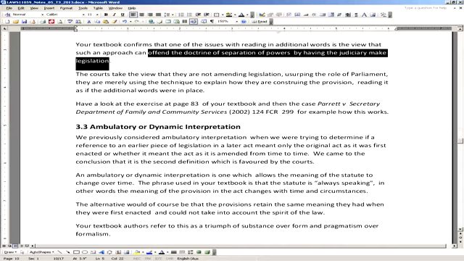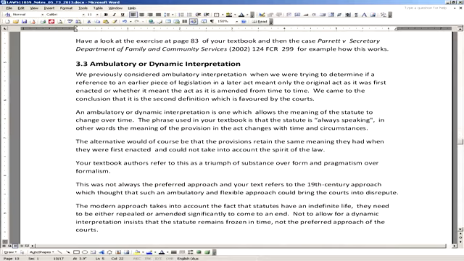Ambulatory or dynamic interpretation. We first looked at this phrase, ambulatory interpretation, when we were trying to work out whether an earlier piece of legislation, which was referred to in a later act, should be looked at as at a specific point in time, or as it's changing over time.